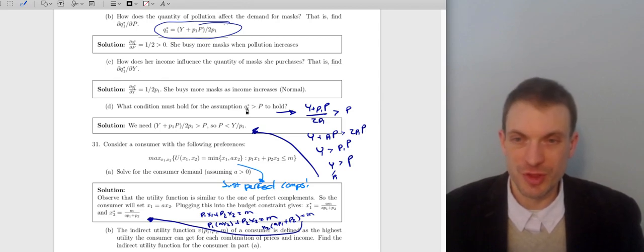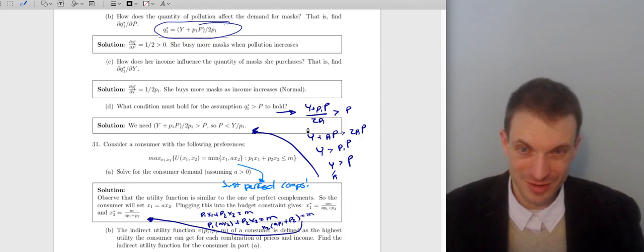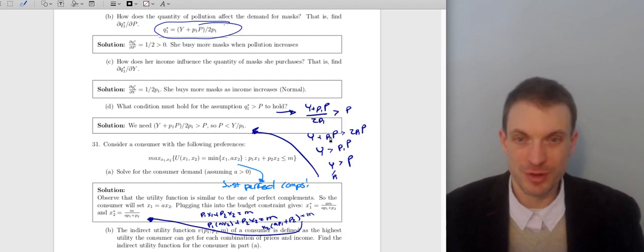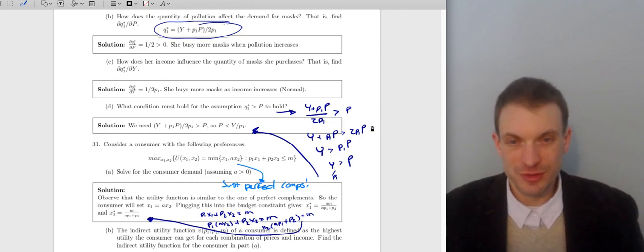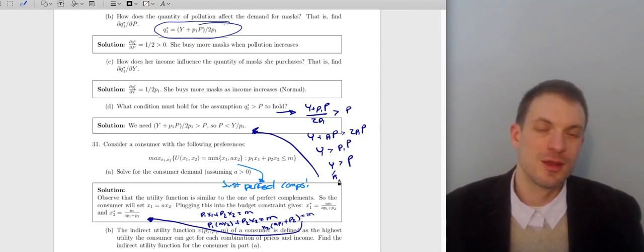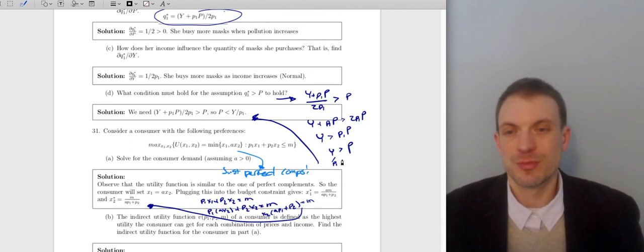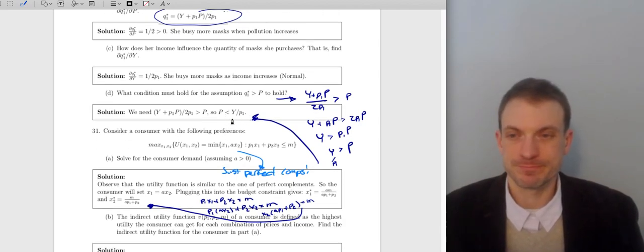I would just start with this statement, then replace the demand. So the demand was this stuff right here. That's my left-hand side, and then leave this on the right-hand side, and then just simplify down. Move this to the other side. Good. So I've got y plus P1P bigger than 2P1P. And then move this to the other side. So I have y is bigger than P1P, and then y has to be bigger than P1 times P. So that's where that came from.